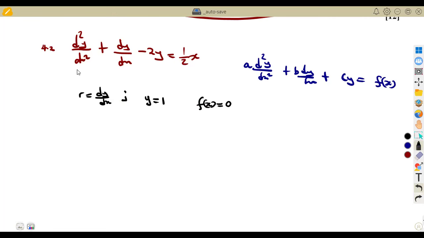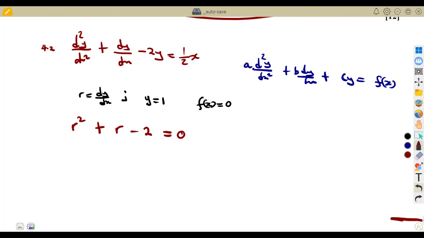So in place of d squared y, we're going to have r squared. So we're going to have r squared plus, here, r in place of dy, minus, in place of y, we're going to have 1. So minus 2 times 1 is minus 2, which is equal to 0. So we have formulated a quadratic equation that we are supposed to solve for r in this case.